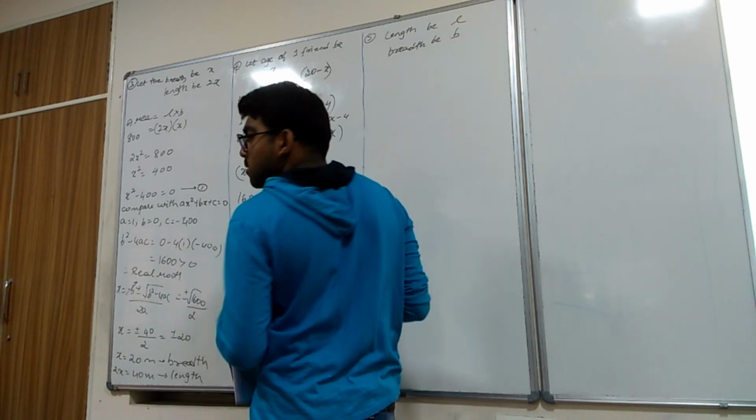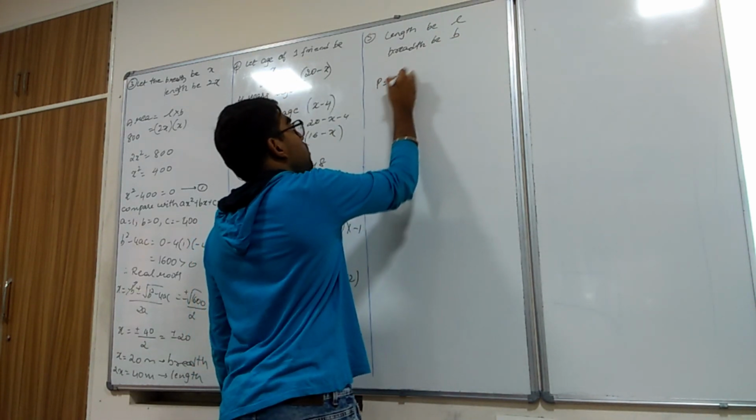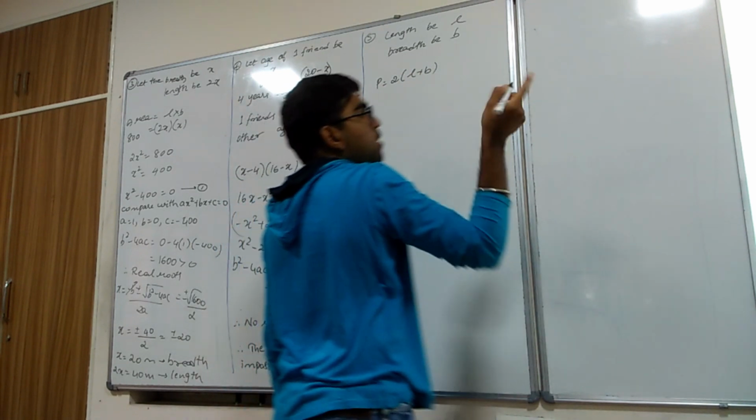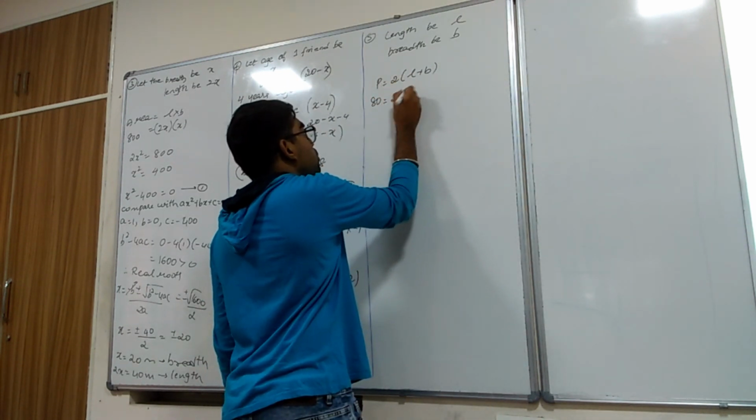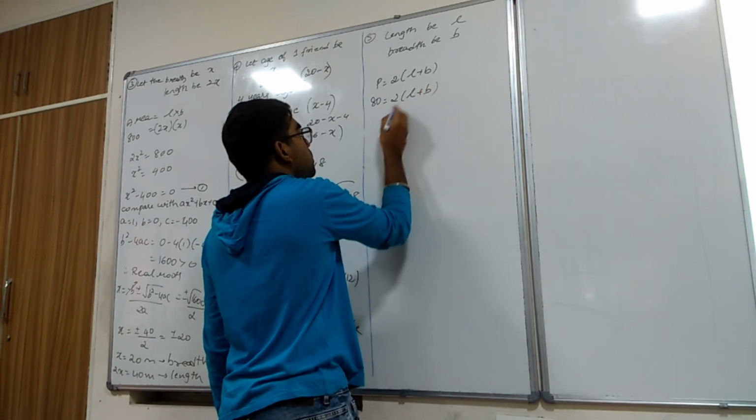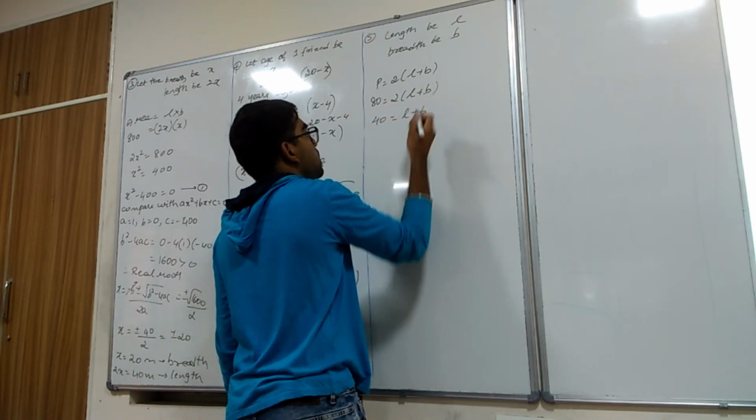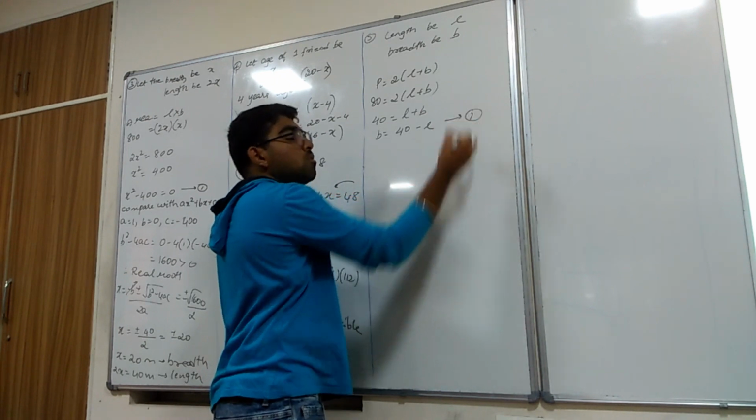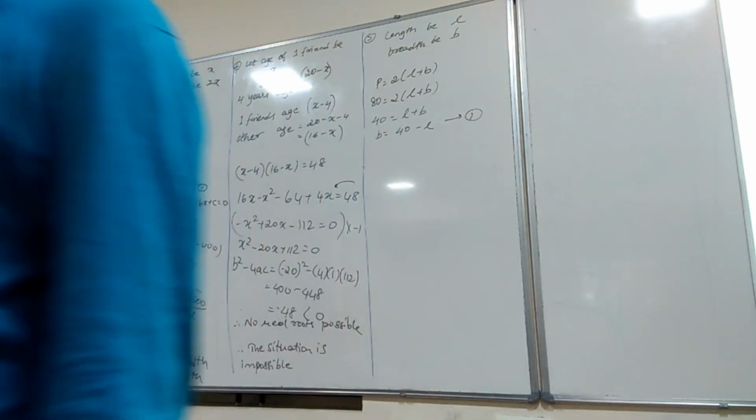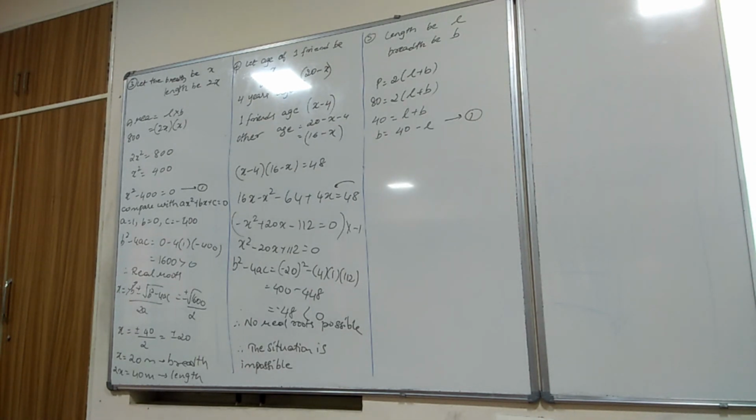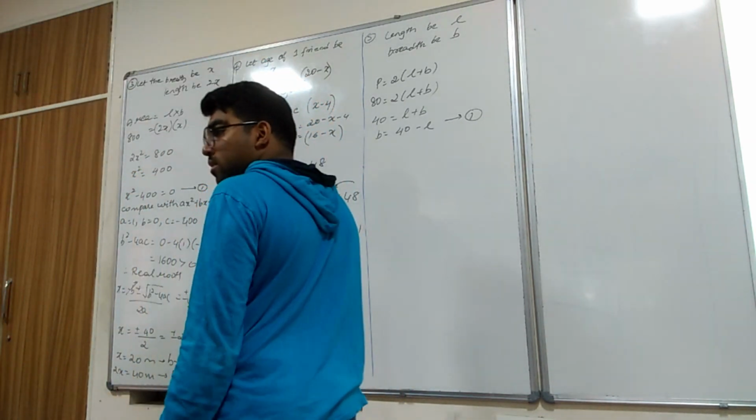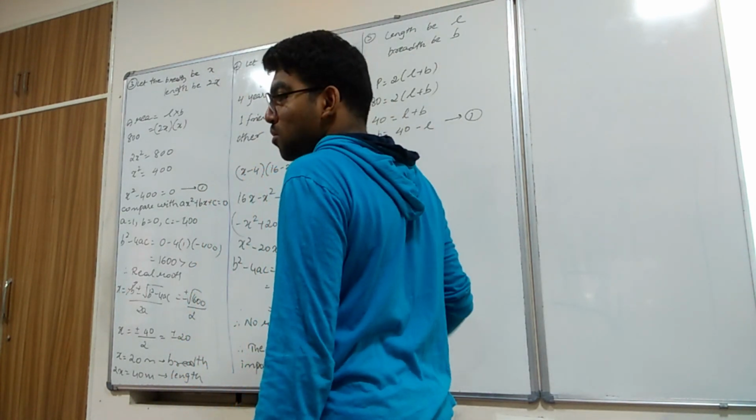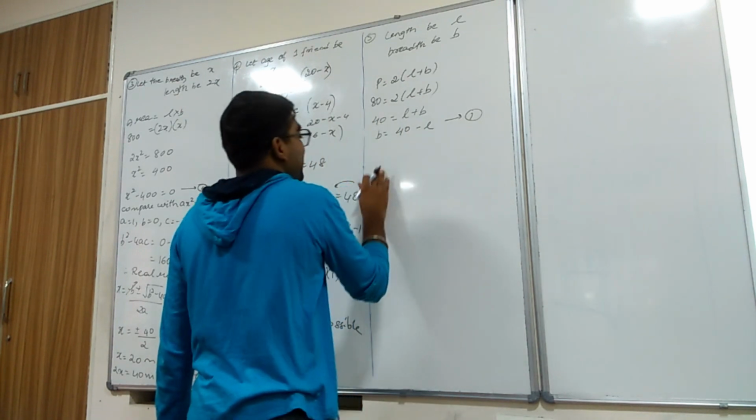Breadth is B. What is the perimeter? 2 into L plus B. What is the perimeter given here? 80 is equal to 2 into L plus B. Yes? 40 is equal to L plus B. B is equal to 40 minus L. Correct now? Doubt? 80 divided by 2. Okay. Now area.